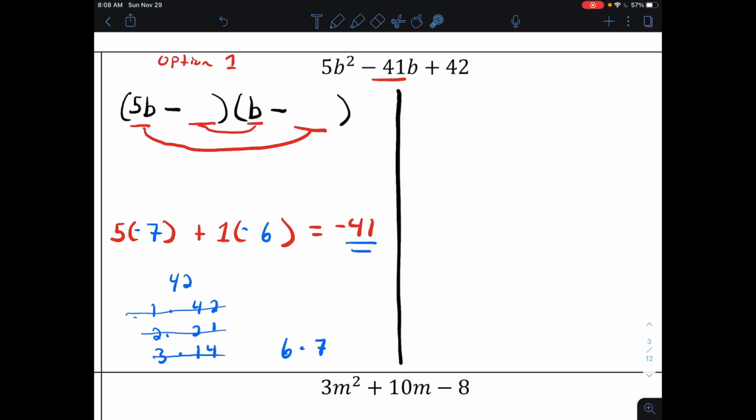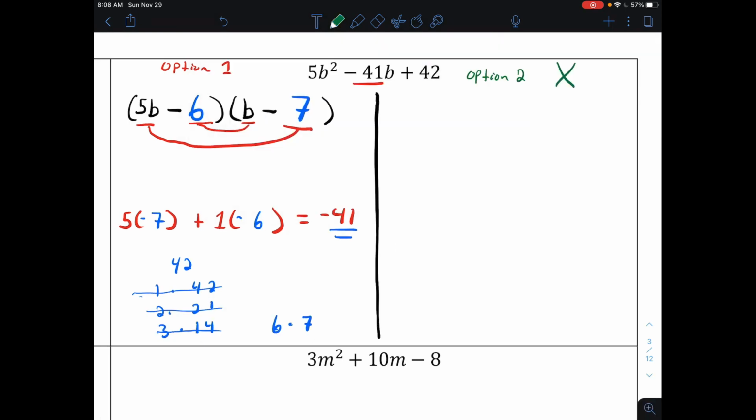Well, that 5 had to multiply to a negative 7. So if I'm looking at my distributed form, that means the negative 7 has to go here. And I already have the negative part because I have the minus. The 1 had to multiply to the negative 6. Well, that 1 is the coefficient of the b, so that means I have to have negative 6 right here. And so there's our factored form.